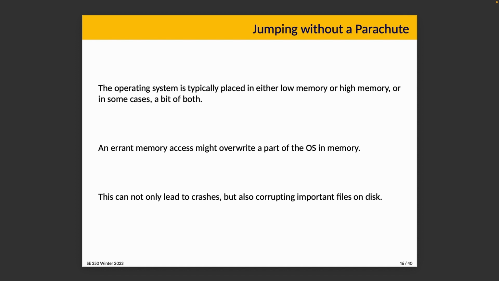But the thing is that an errant memory access in this case potentially overwrites a part of the operating system in memory. Right, you intended to write some stuff into your array, but oh no, your pointer was null, and so now you overwrote the first part of the kernel at the start of the operating system, because your pointer was null and the kernel was located at the beginning of memory. And maybe this leads to nothing bad. Maybe it leads to a crash. Maybe it leads to corrupting files on disk. That wouldn't be good.